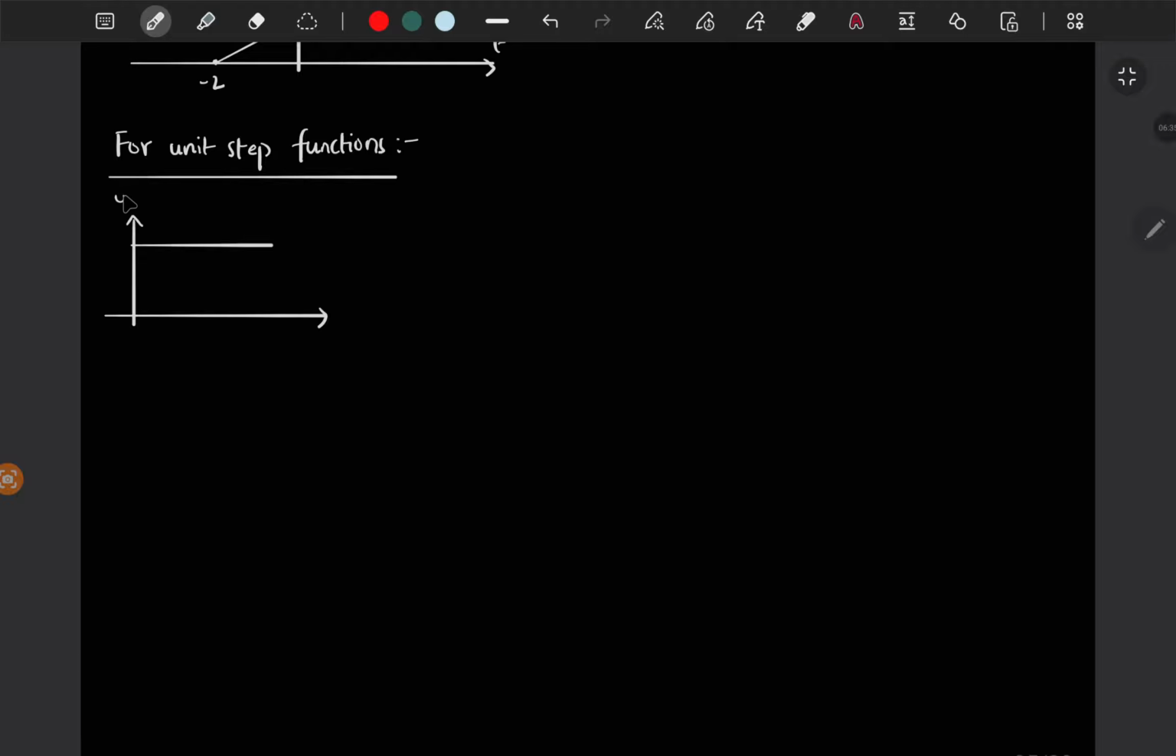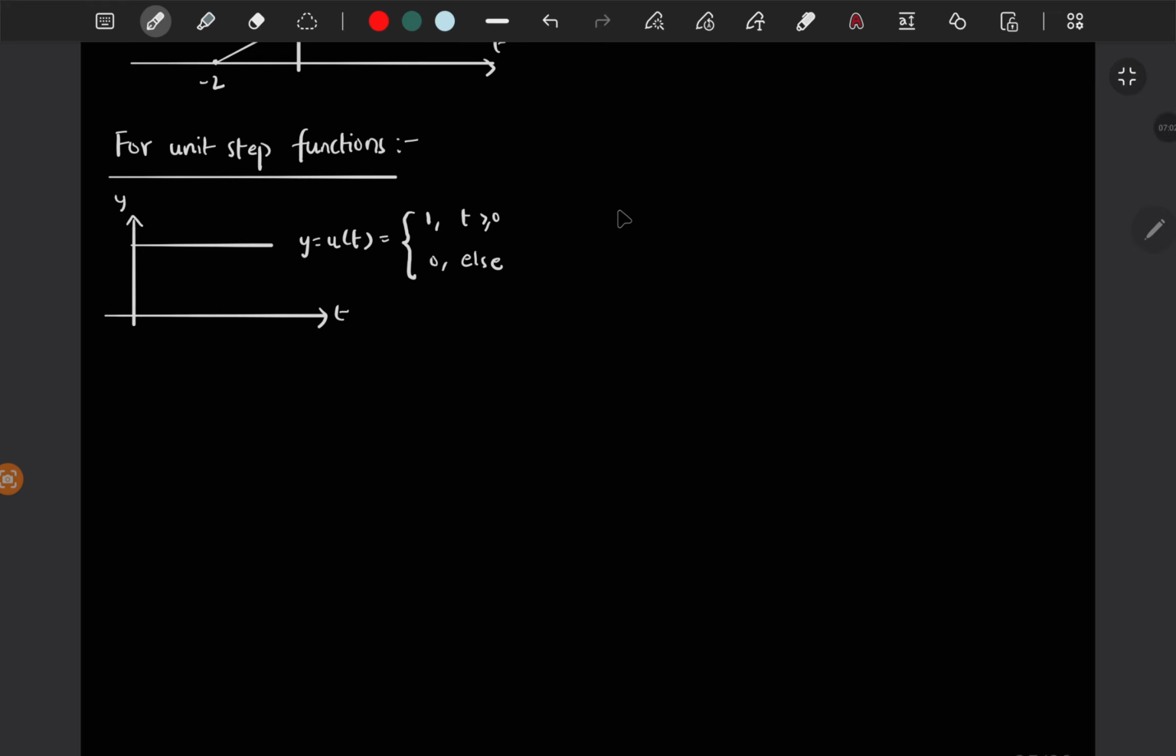Let's say this is y and this is t. So y is equal to u of t, looks like this. So u of t definition is, it is a unit step function. So it is 1 for t greater than 0 and 0 elsewhere. It's okay, t greater than or equal to 0, that we will talk about later.